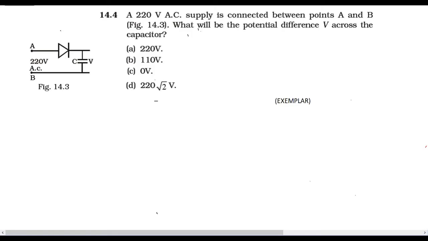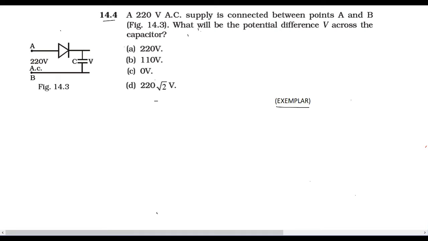Hello, in this video we are going to see one objective type question. This is the question. This is from exemplar, 14.4. A 220 volt AC supply is connected between points A and B.